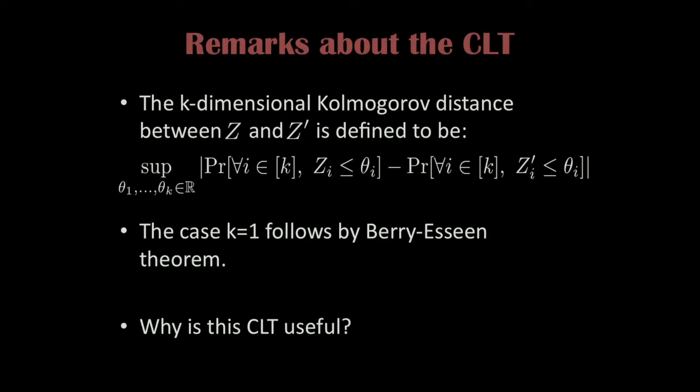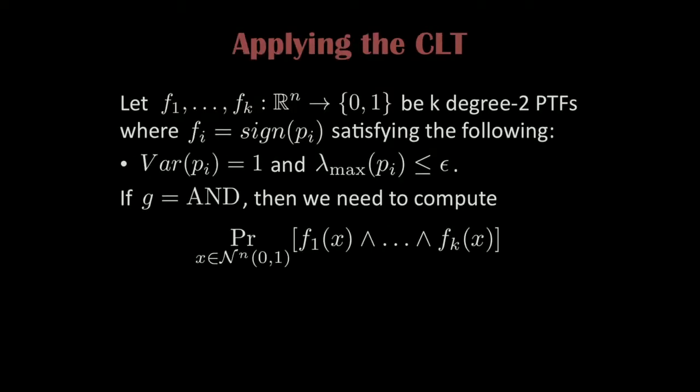Okay, why is this CLT helpful? Why do we care to have this CLT? So applying the CLT: suppose you are given k degree 2 PTFs with the normal distribution as the domain. From now onwards the domain measure is always the normal distribution. And F_i equals sign of P_i, where of course you can assume that the variances of the P_i's are all 1. You can just rescale the polynomials. And you assume an additional condition that the maximum eigenvalues of all these P_i's are bounded by epsilon.